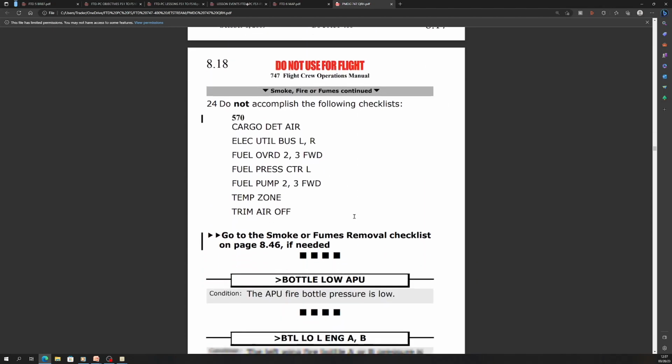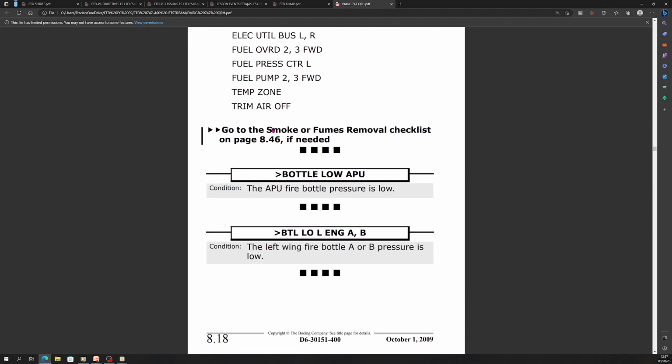Now, and you'll notice the last step here is go to the smoke or fumes removal checklist if needed. And again, we could have done that any time if the condition was getting bad and we needed to remove smoke, we'd go to that. But at the end of the checklist, we are going to go to that if it's still happening. So we'd go to the smoke or fumes removal.